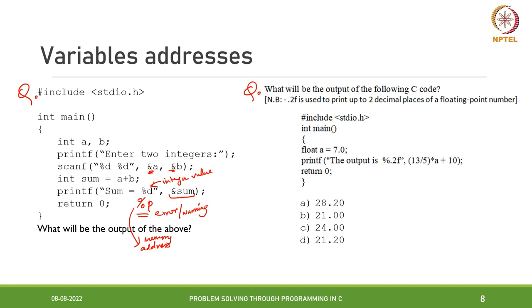So here the problem was that we were trying to print an address and we gave the format specifier for an integer, which is wrong. If you want to print an address, you have to give the format specifier of an address, which is percentage p. Okay, so that was the problem here. But printf is quite flexible. It prints whatever value you give to it.